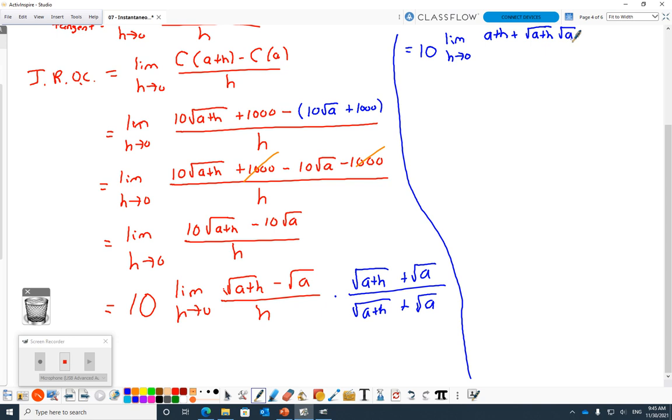Negative root a times root a plus h. That's why we changed the signs of it. It's perfectly designed. Negative root a times root a plus h. In fact, some people get so good at this, they just leave those middle terms out. They're like, those go. And then the last term is negative a.